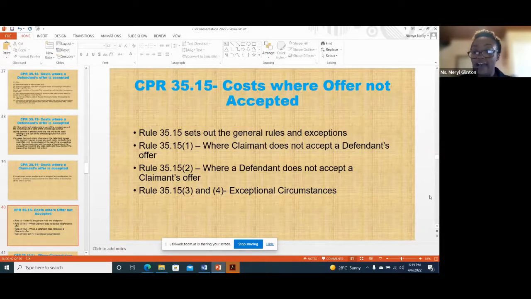35.15 is a really heavy hitter rule, and I would advise you all to spend some serious time with it. Remember that none of this will come to the court's attention until after there is a final determination on judgment. And that will make sense to you when you see how these consequences come into play. It addresses circumstances where a claimant does not accept a defendant's offer, circumstances where a defendant does not accept a claimant's offer, and also some exceptional circumstances.